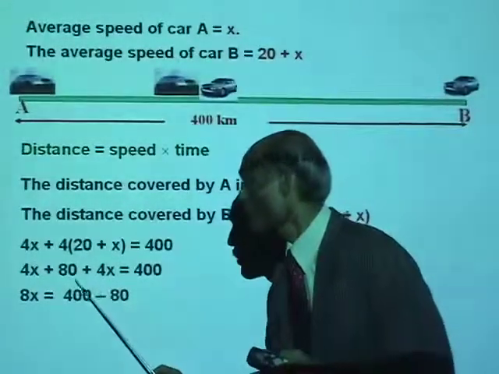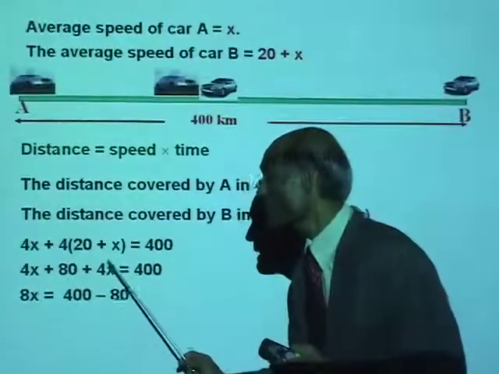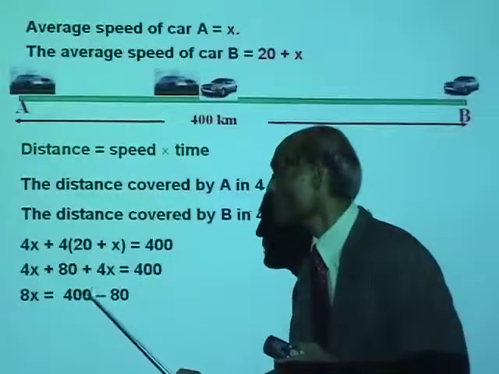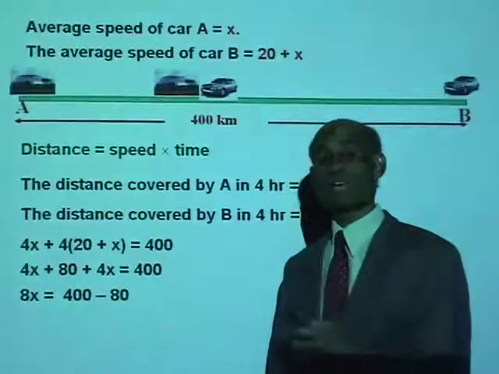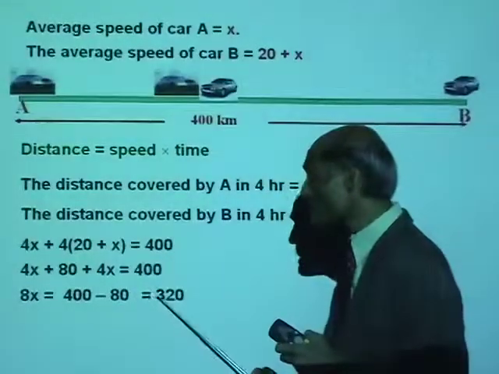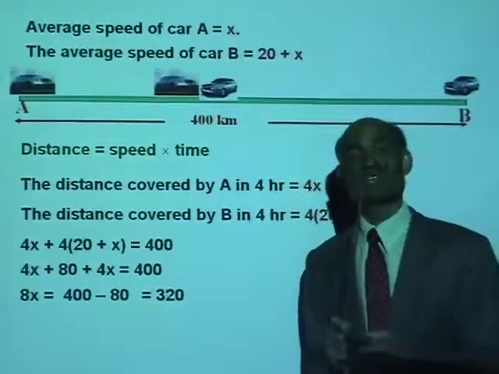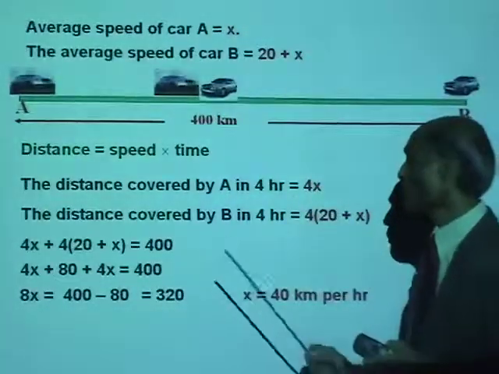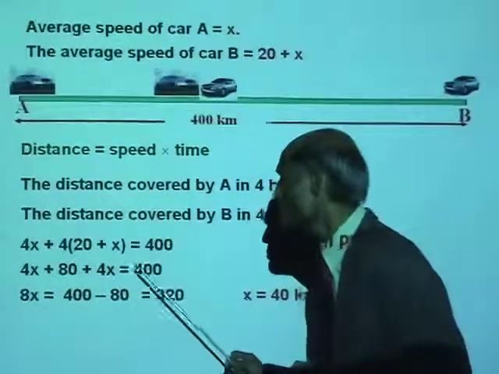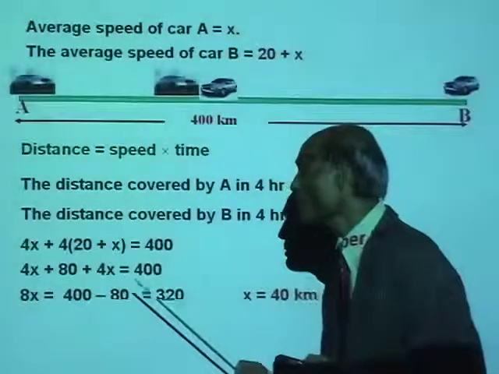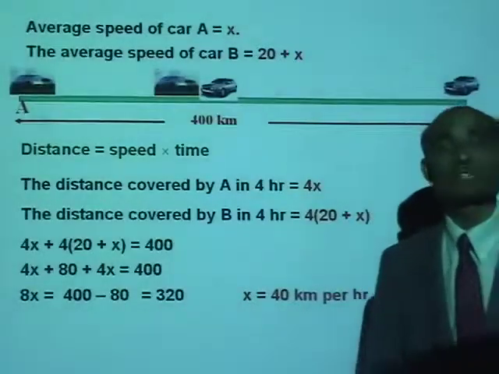4x added to 4x on the left is 8x. And move 80 from the left to the right, it will become 400 minus 80. 8x equal to 400 minus 80, and that's equal to 320. 8x equal to 320. And therefore x equal to, I don't think you need my help to solve that. Divide both sides by 8. You get x equal to 40 kilometers per hour.